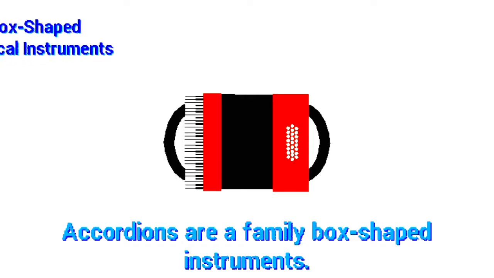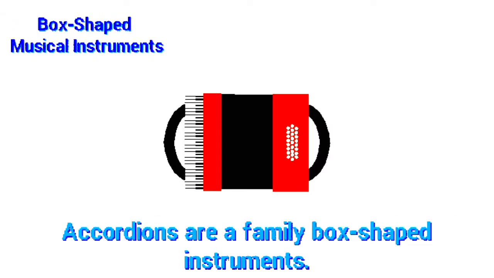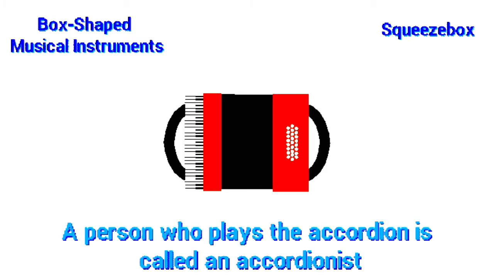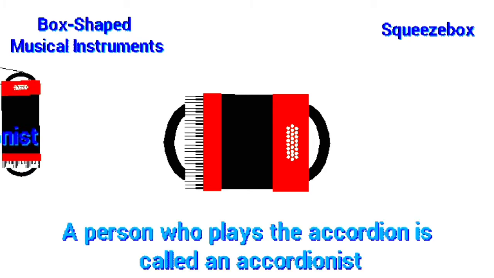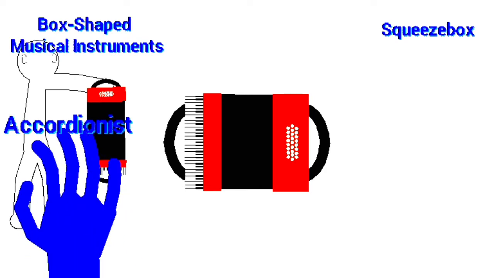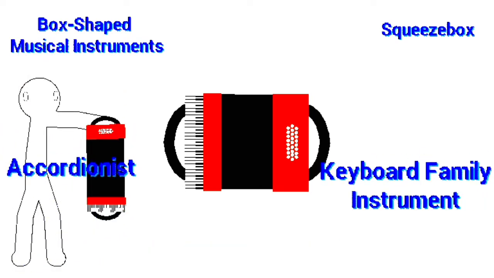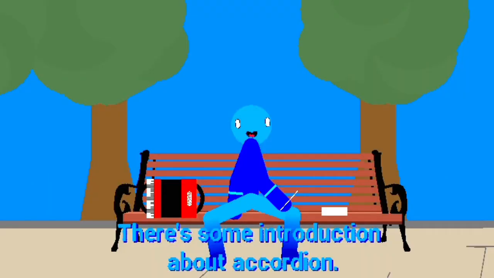Accordions are a family of box-shaped instruments, colloquially referred to as a squeeze box. A person who plays the accordion is called an accordionist. It's also in the keyboard family. There's some introduction about the accordion.